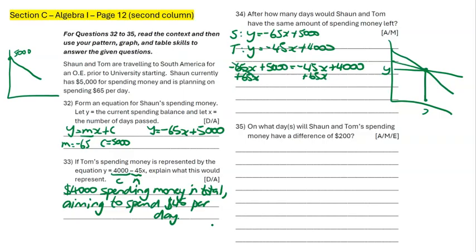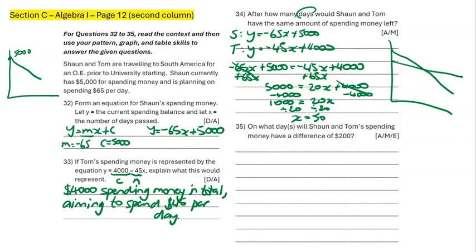So those would cancel, so I've got 5,000 is equal to 20x plus 4,000. I can now do minus 4,000 to both sides. So those cancel, so 1,000 is equal to 20x, which means x will be equal to 50. And just a reminder, this is in relation to days, so that there is 50 days. So if we look at the graph here, that point there is when they would have the same amount of spending money, and that would have been 50.